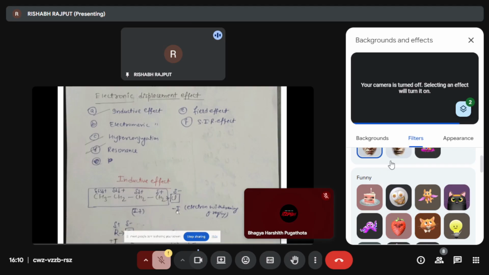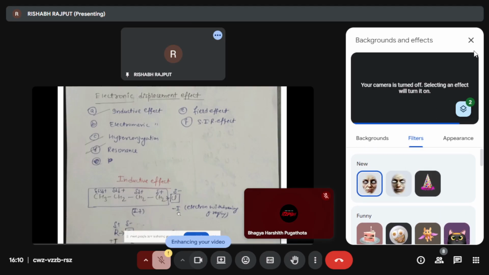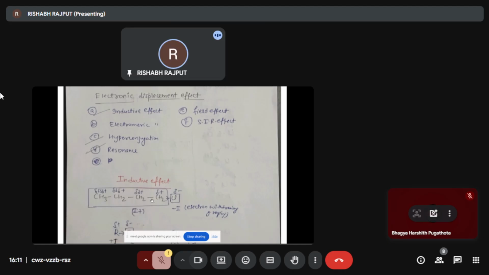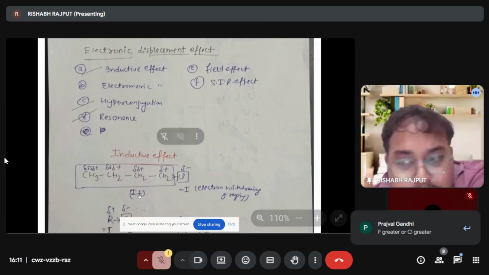So this negative part I will call minus I. Minus I means minus negative inductive, and this positive side I will call I plus.